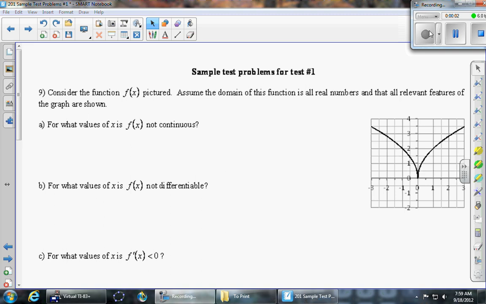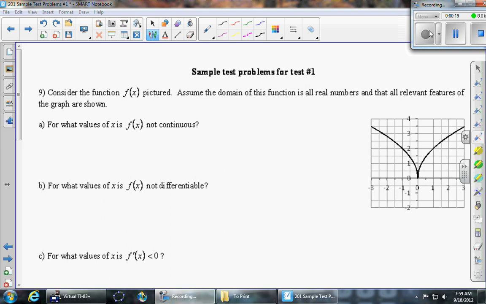This is problem number 9 on the sample test problems for test number 1. Consider the function f of x pictured. Assume the domain of this function is all real numbers and that all relevant features of the graph are shown. A, for what values of x is f of x not continuous?